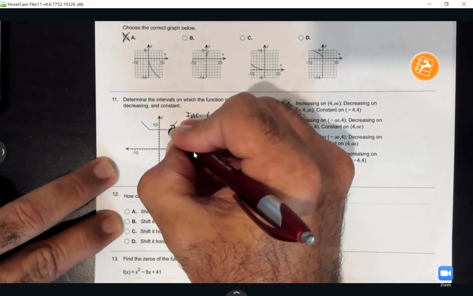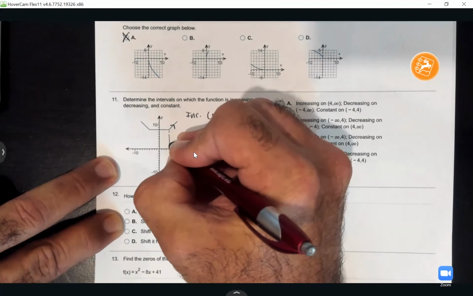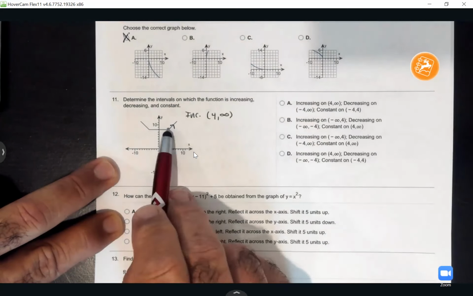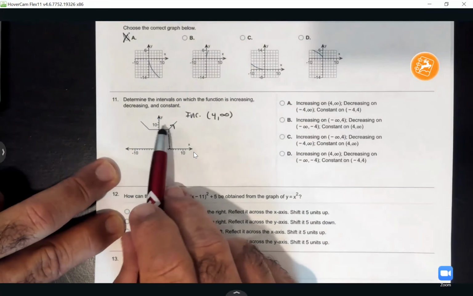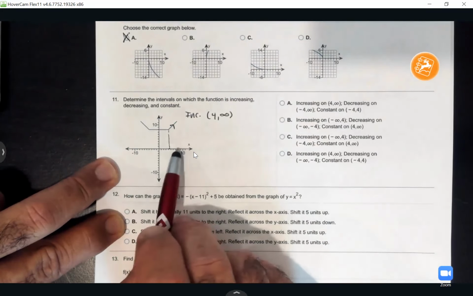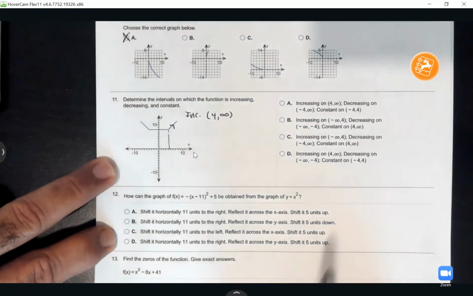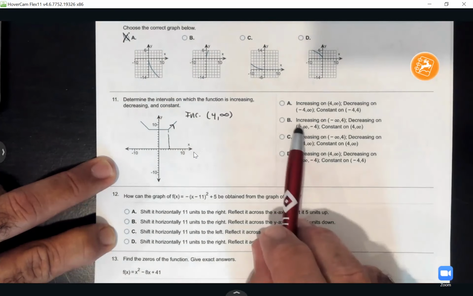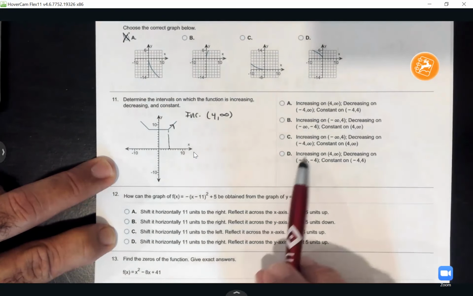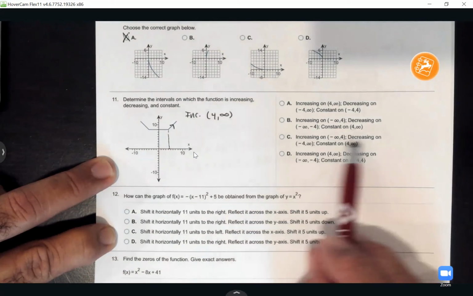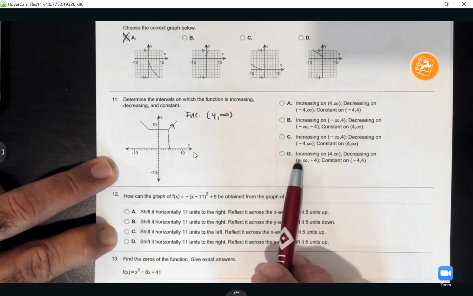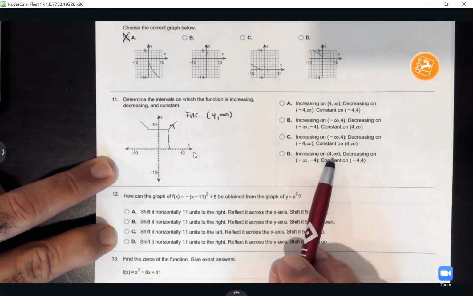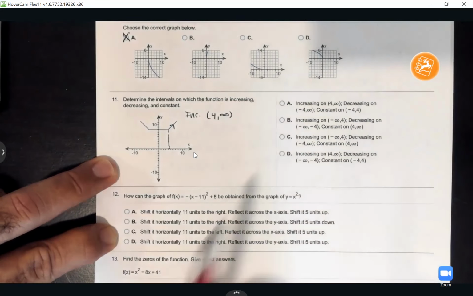And y'all, all they did was pull down there to the x-axis, and that started at the x value of 4. And like you said, it's headed to the right towards positive infinity. So A has increasing on 4 to infinity. B is out of the question. C is out of the question. D has 4 to infinity. So our answer will be A or D.